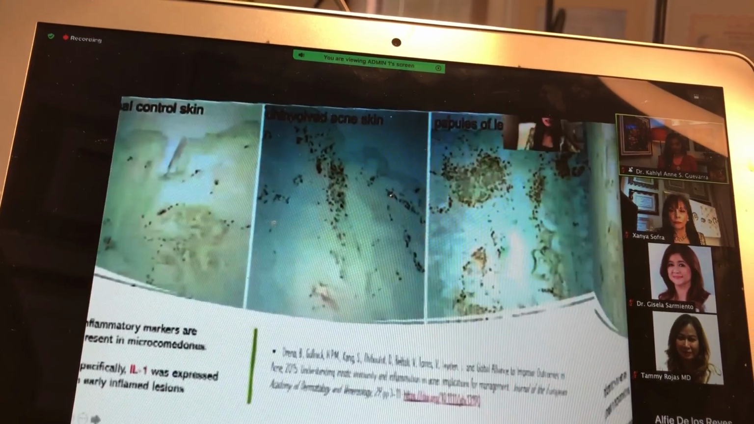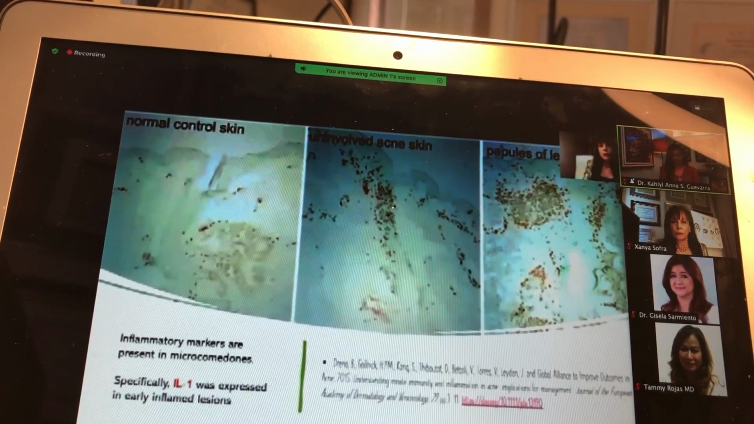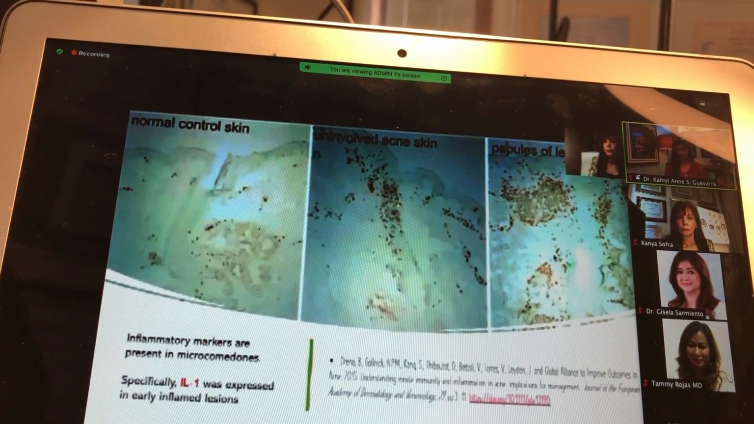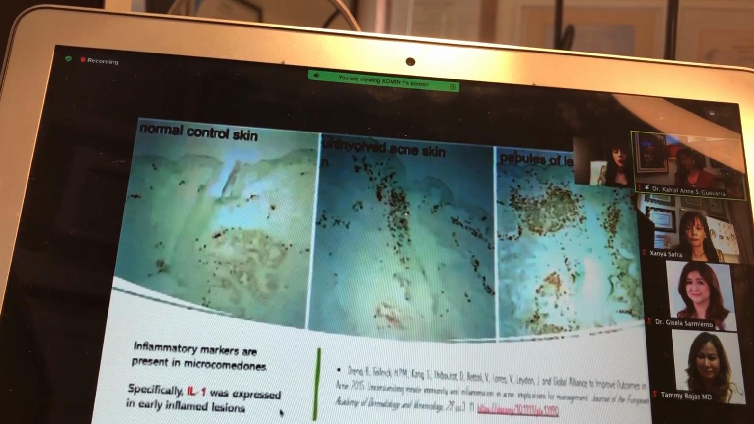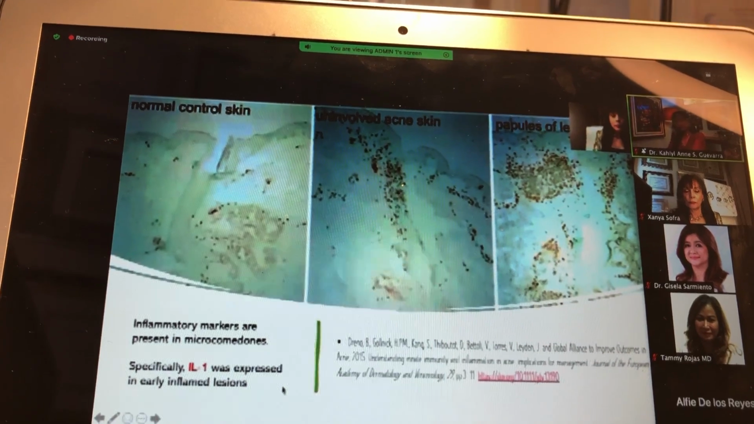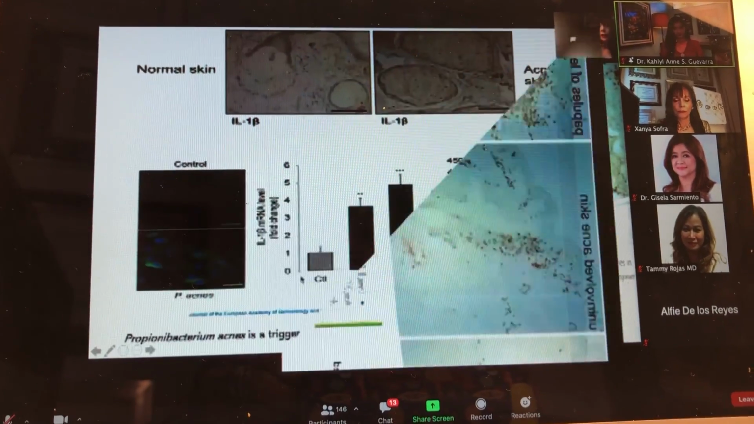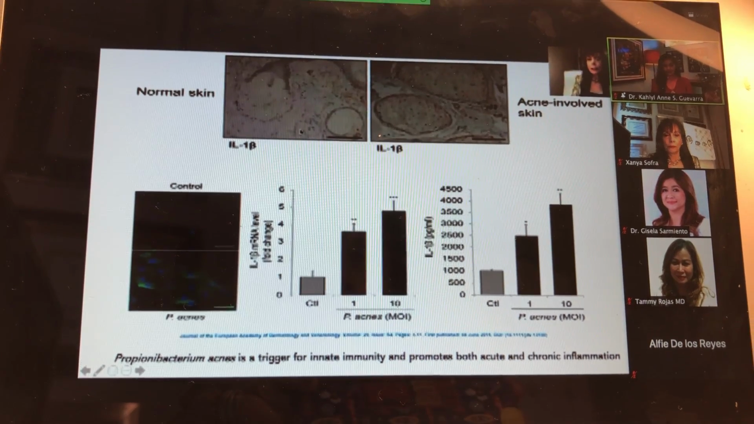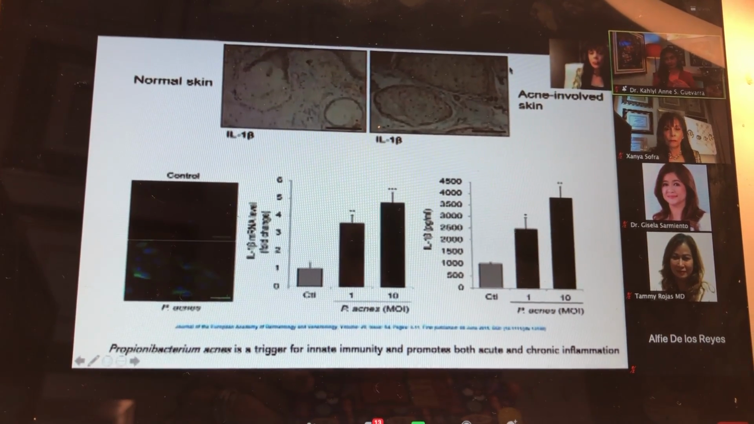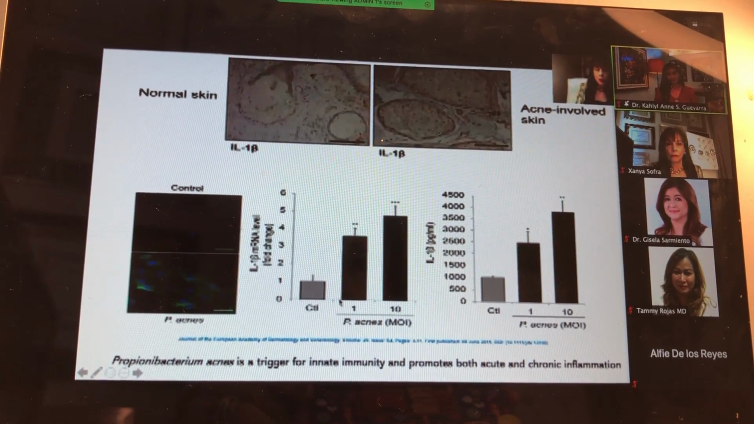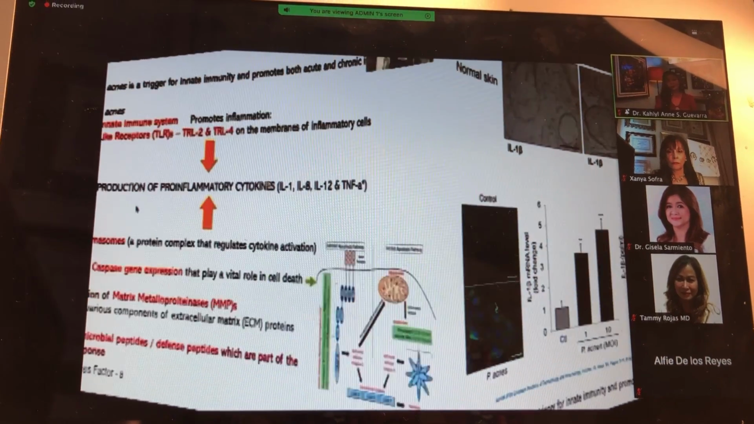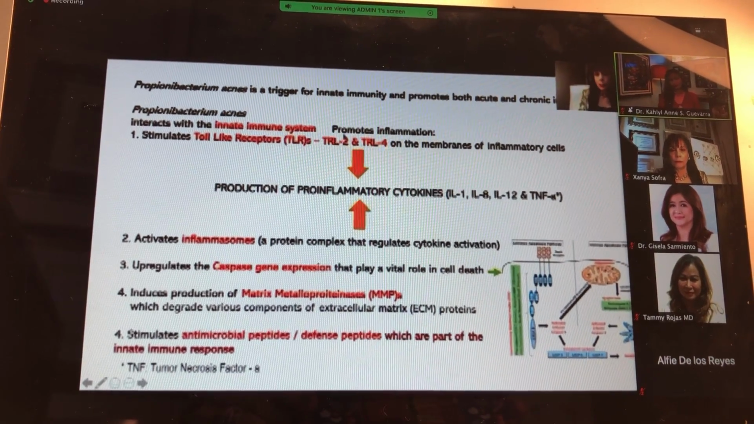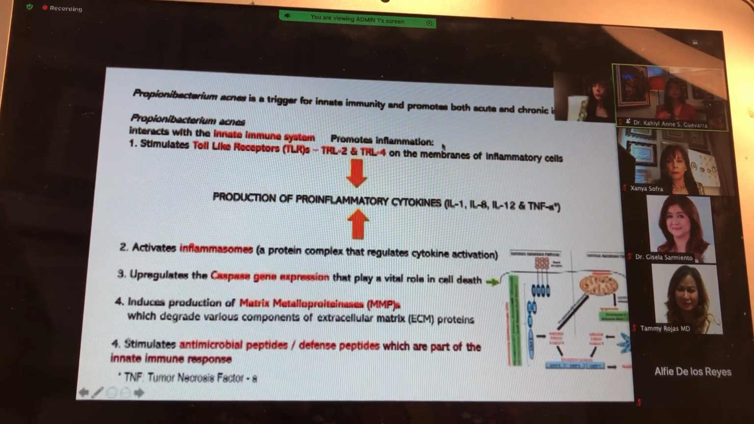This is normal skin. This is uninvolved acne skin, and this is the papules. This is another study that highlighted the inflammatory markers. This is again normal skin, and this is acne skin. So you see there is a big difference between the two types of skin. As you can see, Propionibacterium acnes interacts with the innate immune system and promotes inflammation.